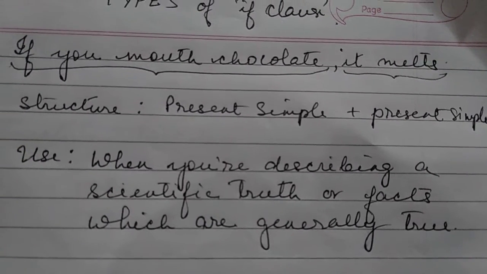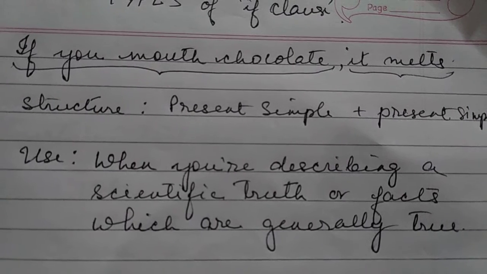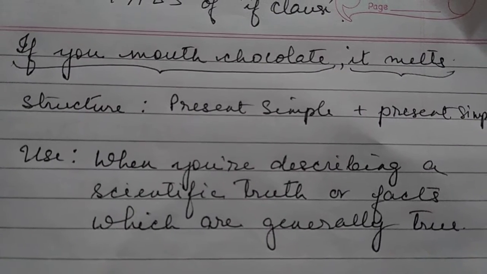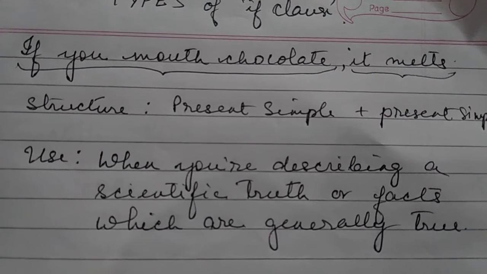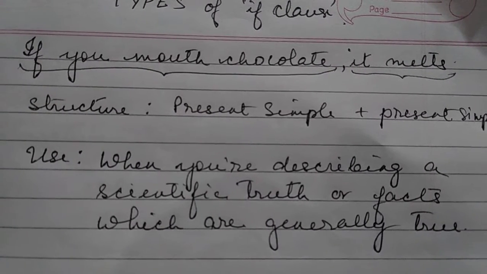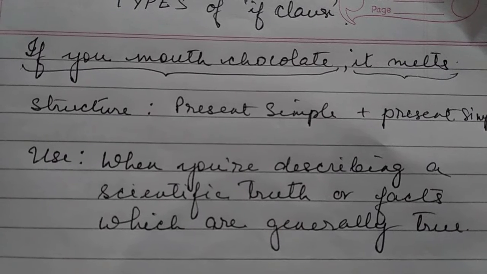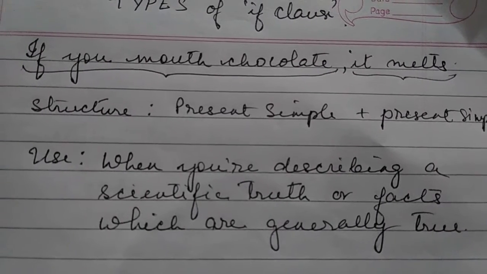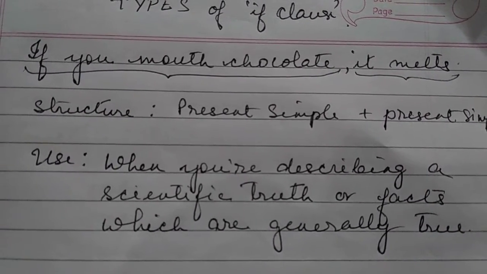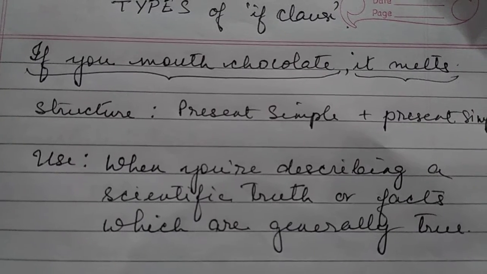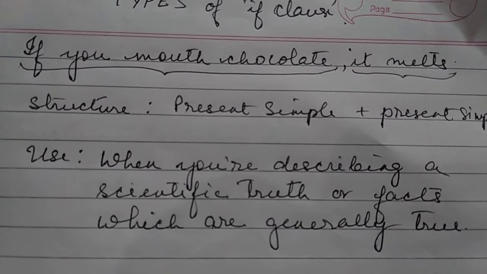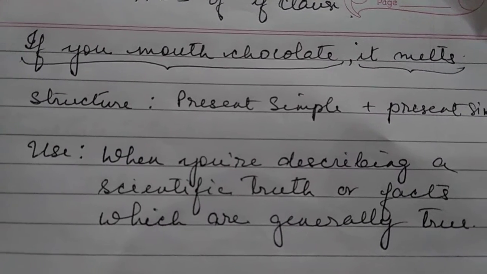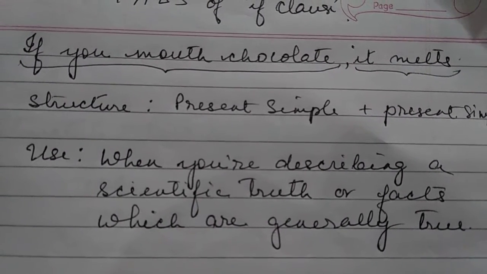Now, what do I mean by this? Look at the sentence once again carefully. If you mouth the chocolate, this is one part of the sentence. Another part of the sentence is it melts. The part of the sentence that sets the condition is if you mouth chocolate. The part of the sentence that gets the result is it melts. So look at the first part of the sentence. If you mouth chocolate.